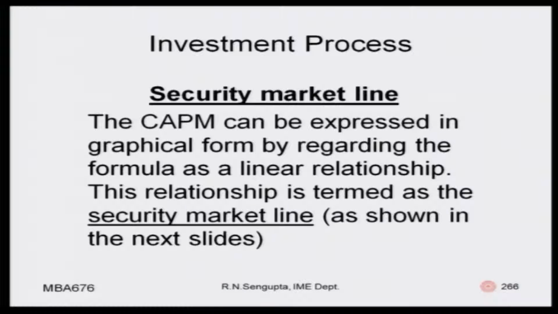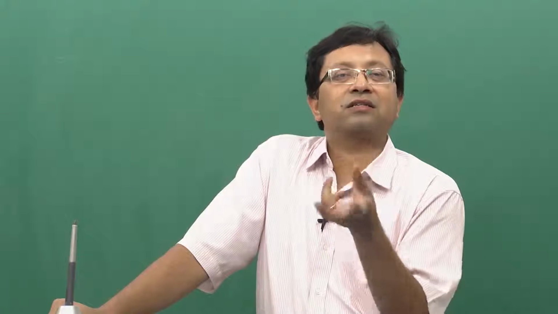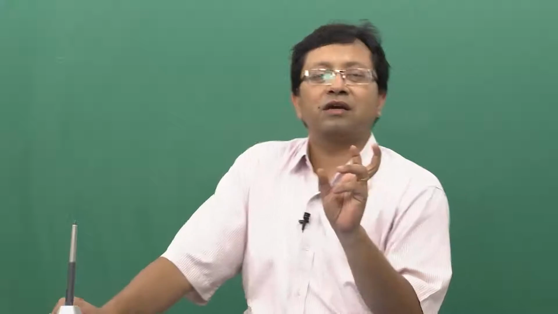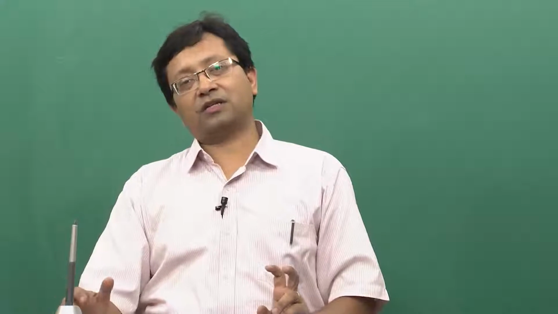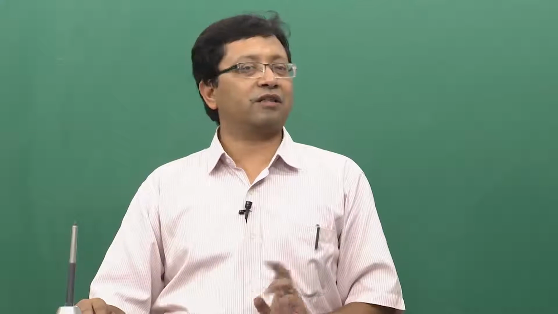Now, continuing with the CAPM concept, we will consider the security market line. The CAPM model can be expressed in graphical form by regarding the formula as a linear relationship between the market and the particular portfolio, or the market and the particular stock, whatever we have, and that is considered as an excess return. So we are considering the case that we will invest in that particular stock or portfolio in some positive amount if and only if the returns are greater than the Rf.